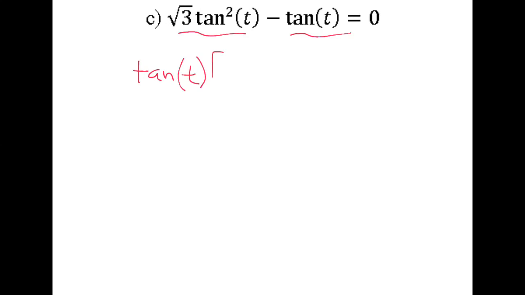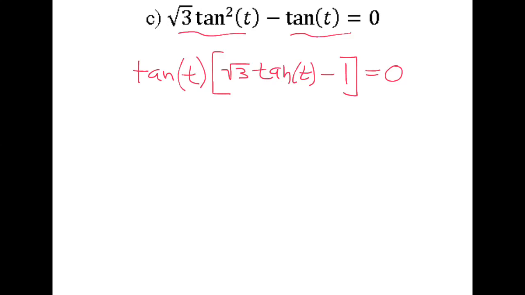And what are we left behind with? Well, that first term has root 3 tan squared. We're pulling a tan out, so we're left with root 3 times the tangent of t. And then what about that second term? Well, minus tan t, and we're pulling a tan out, so minus 1, and that is equal to 0.